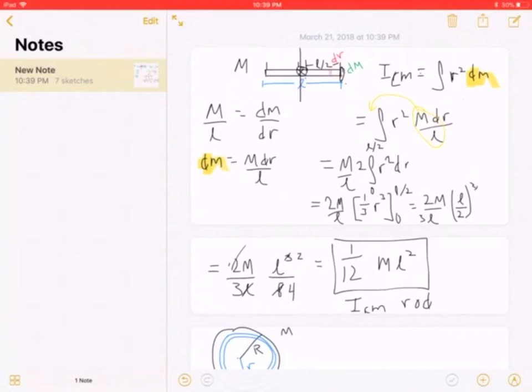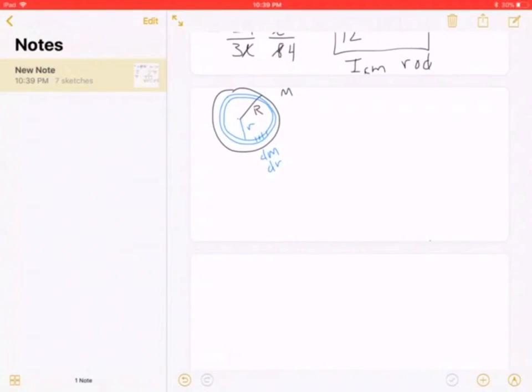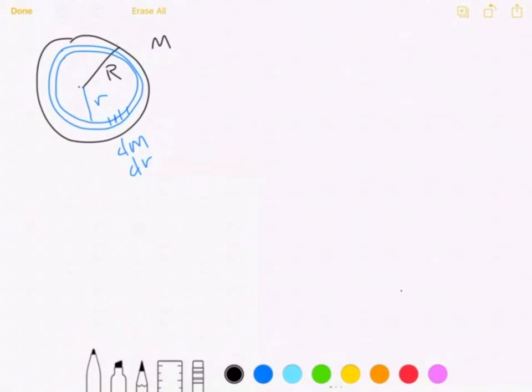Let's move on to the second most popular example in the AP exam, which is our disk here. So we have a disk of mass M, radius R. We see here that we're going to cut out a really thin shell. I know it doesn't look that thin on our diagram here. It's a little hard to draw with this software, but imagine a really, really thin shell. Those shells are a fraction of the total mass and total radius of our whole disk.